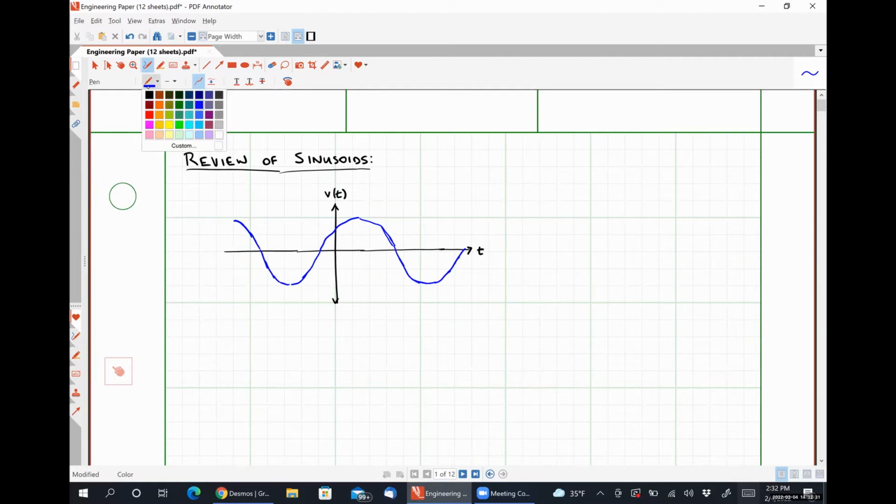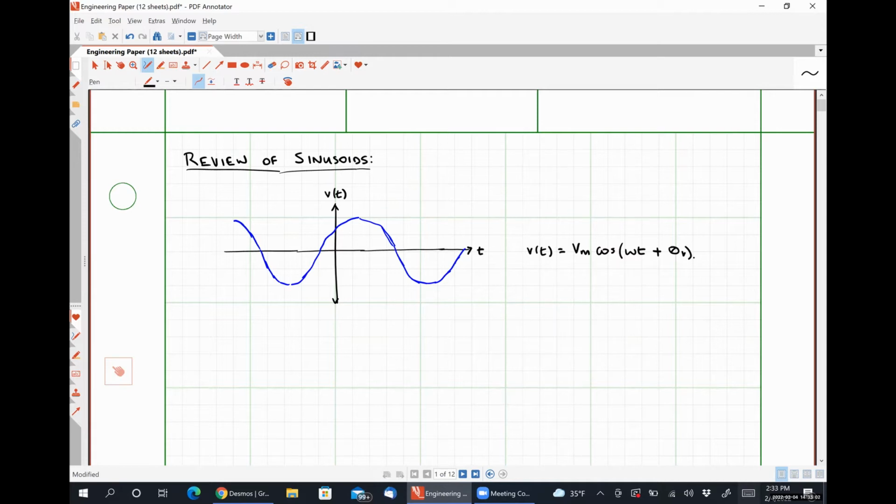The mathematical representation of this voltage, V of t, is given by Vm cosine omega t plus some phase angle theta v. And I'm going to talk about what all these constituent parts in the math equation look like on our graph.